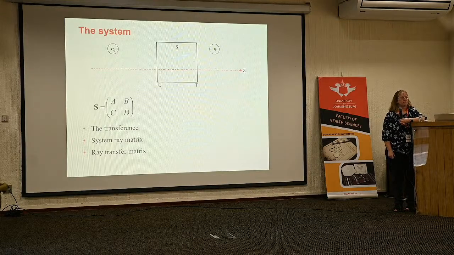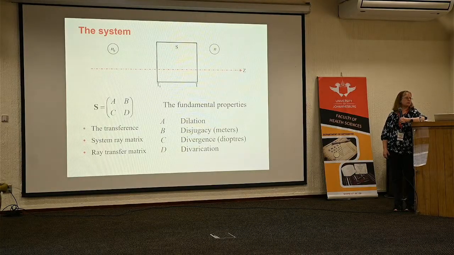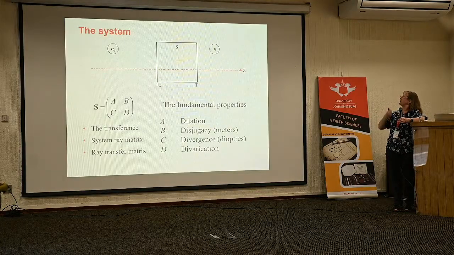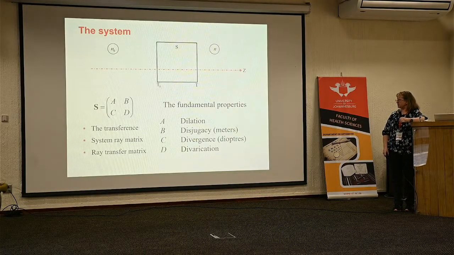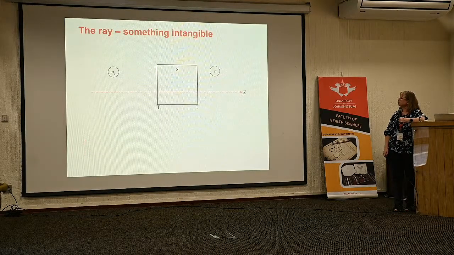I think most of you have seen the ABCD matrix. Bill Harris likes to call it the transference. It's also known as the system ray matrix or the ray transfer matrix. And these are the names that Bill gave each of the elements of the transference. We have dilation, disjugacy in meters, divergence in diopters, and divarication. And I will come back to the meanings of those a bit later.